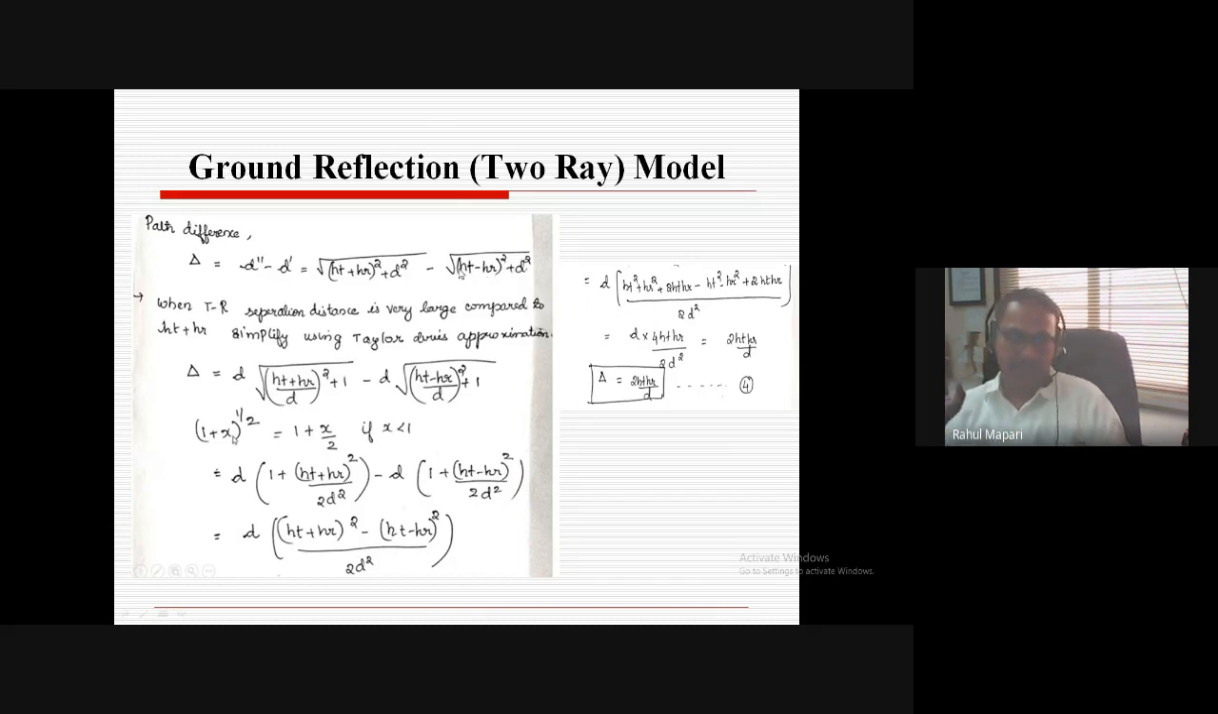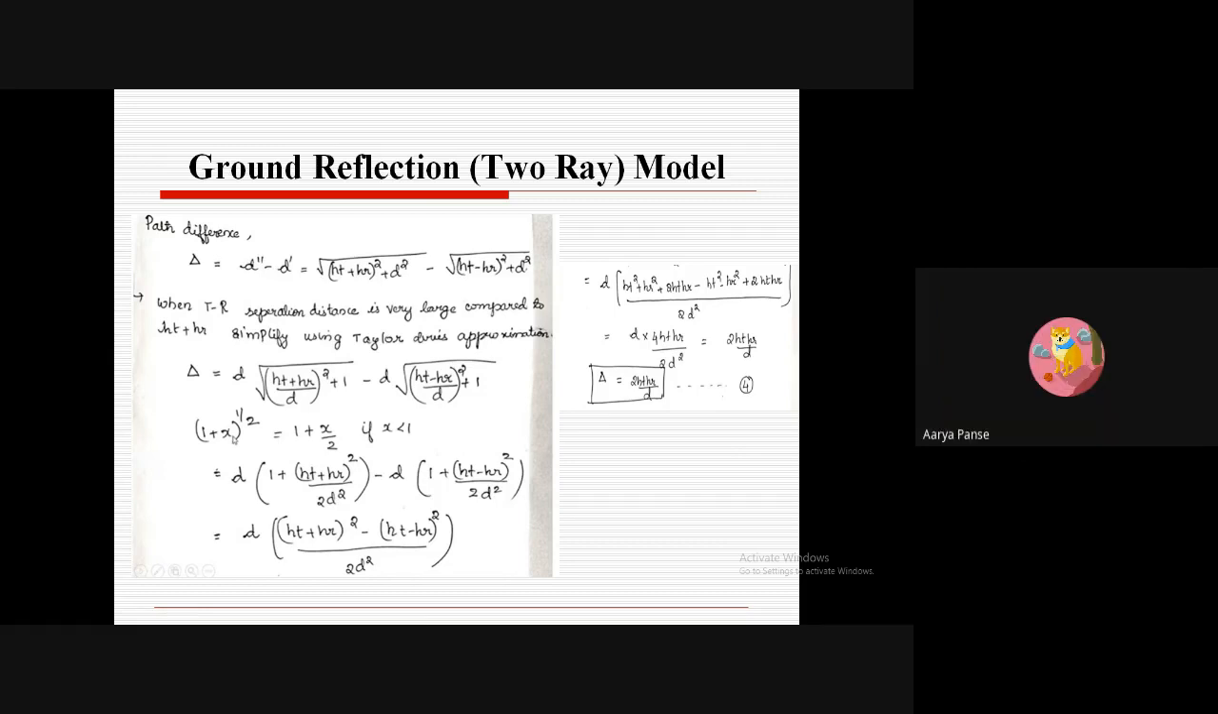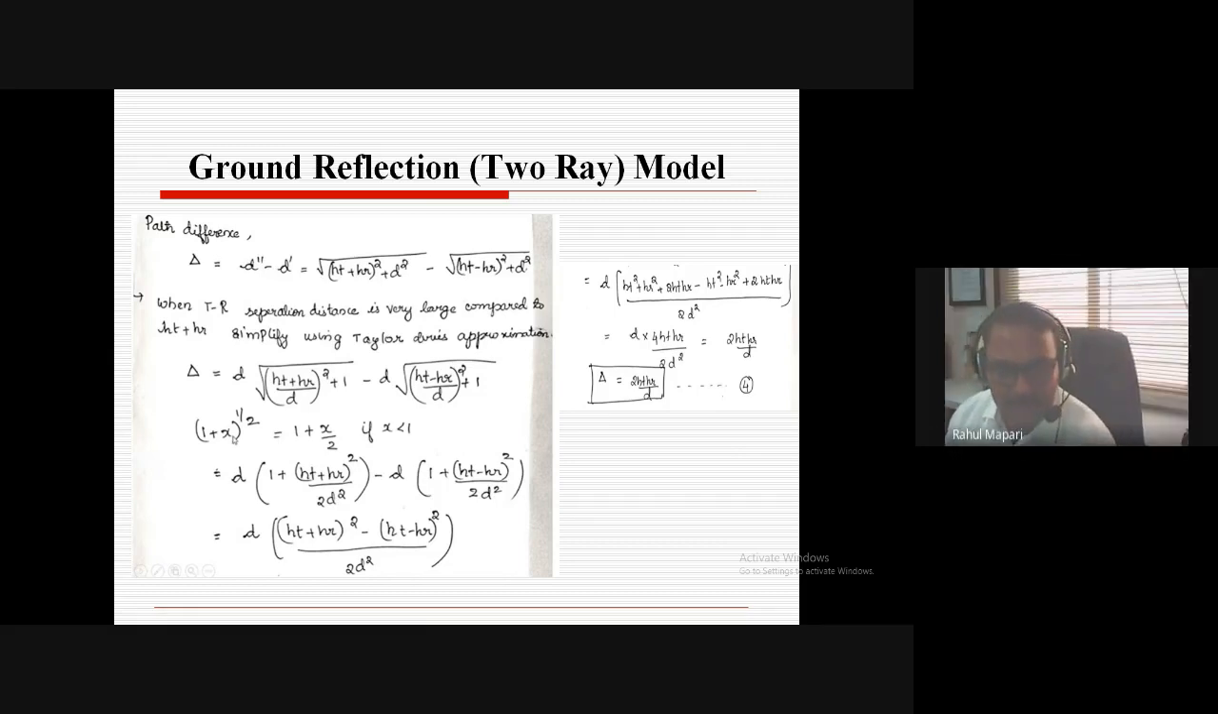Did you understand this? Yes or no? Yes, sir. It's very simple. Okay. When the transmitter-receiver distance is very large compared to HT plus HR, we simply use Taylor's series approximation. Here we use the Taylor's series approximation.